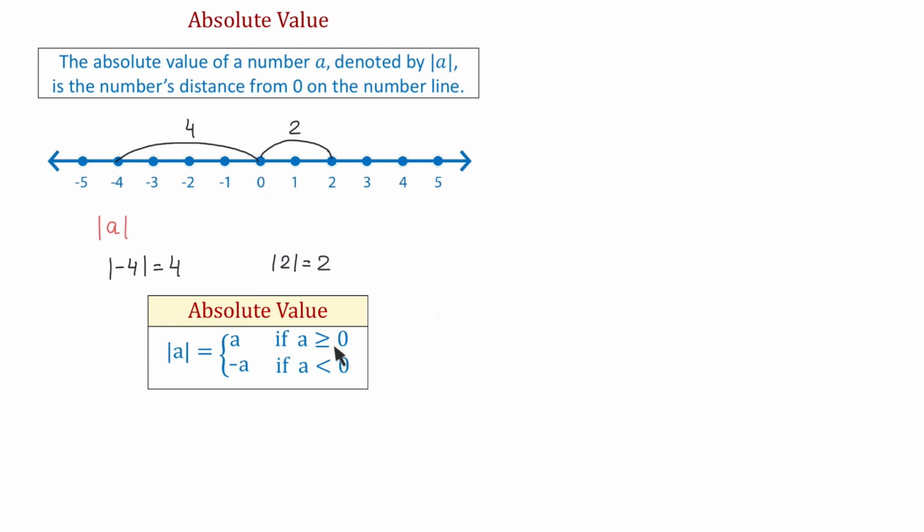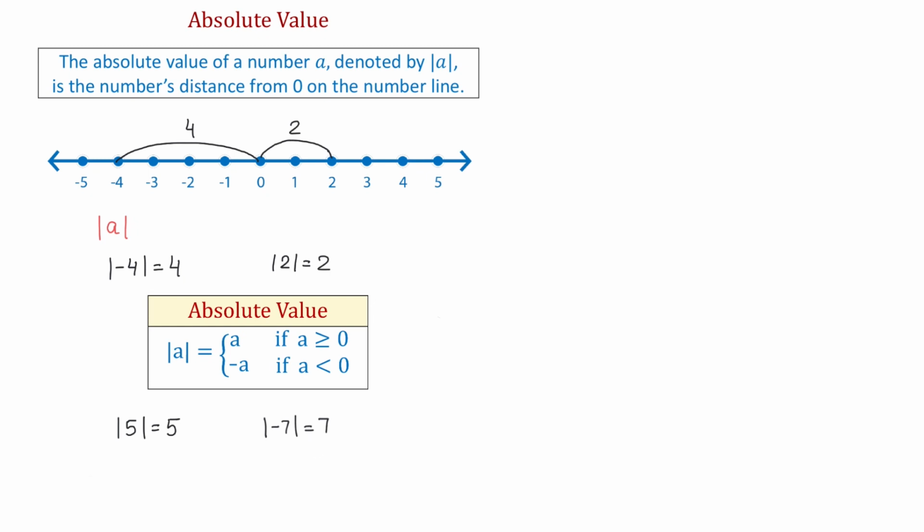So if a number is positive or 0, then the absolute value is the same as the number. For example, the absolute value of 5 is 5. But if a number is negative, then the absolute value is the opposite of that number. For example, the absolute value of -7 is +7, because the opposite of -7 is +7.